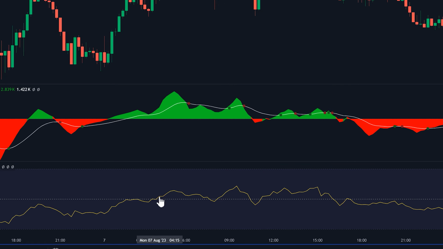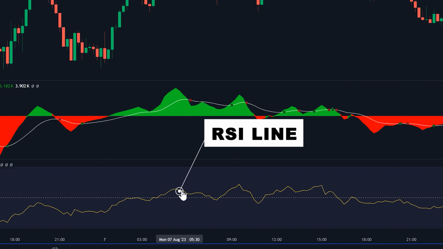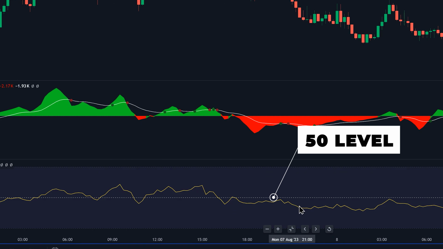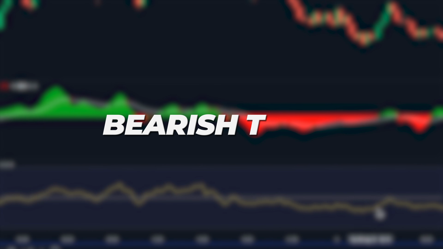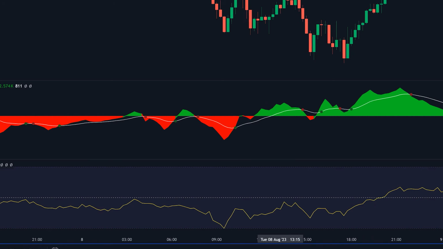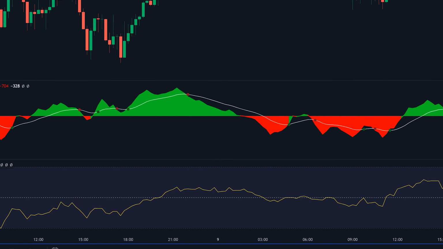So we're going to be using the RSI indicator for trend identification. Whenever the yellow line, which is the RSI line, is above the 50 level, that would indicate a bullish trend. Conversely, whenever the RSI line is under the 50 level, that is a bearish trend. Now, the next thing that we want to do is go over the entry conditions for taking positions using these two indicators.